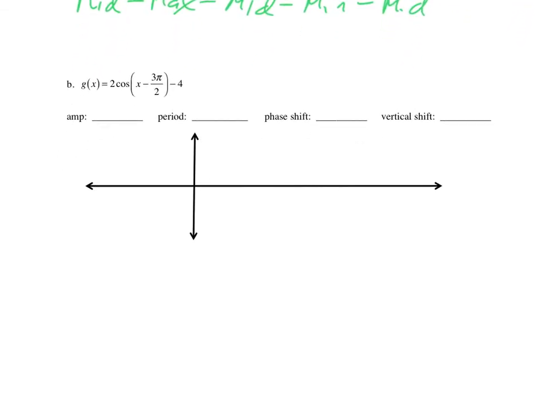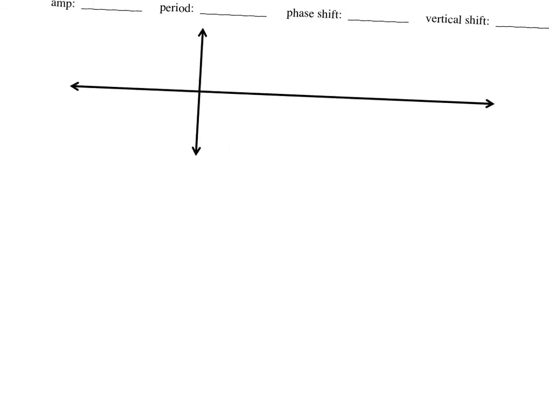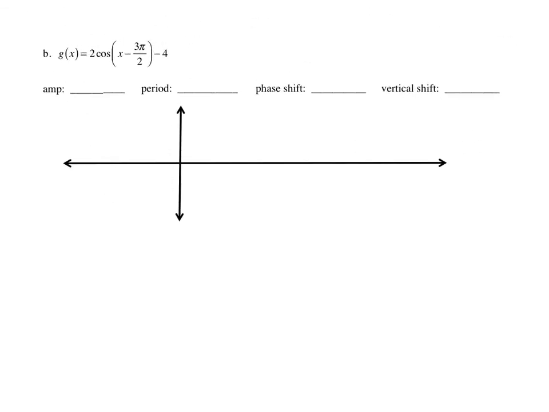Cosine. Unlike sine, it has a different pattern. So I'm just going to fill this out on the bottom here. Cosine starts at a max, then goes to the mid, then min, then midline, and back to the max. Okay, that pattern will help us graph this. Amplitude 2 comes from here. Period, no b value. There's nothing being multiplied, so that's going to be 2 pi.